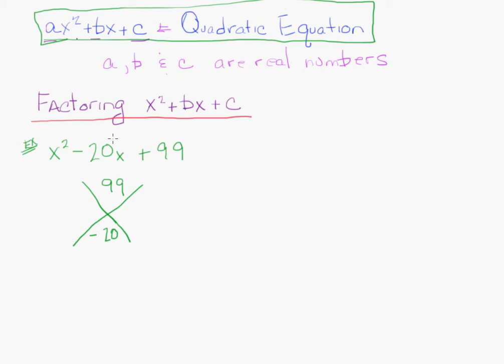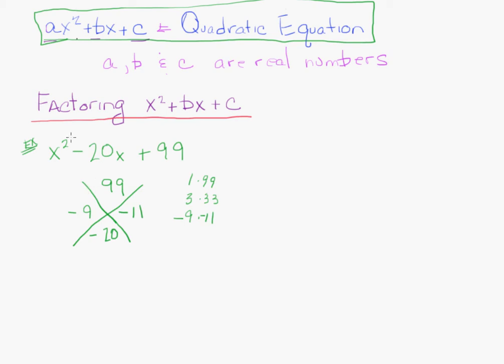Well, if you don't know, one way to find out is just start doing a prime factorization of 99. 3, 4, 5, 6, 7, 8, 9 times 11. Now 9 and 11, they add up to 20. That's what we need, the 20 here. But we have a negative 20. So it must be negative 9 and negative 11. So negative 9 and negative 11 we place here.